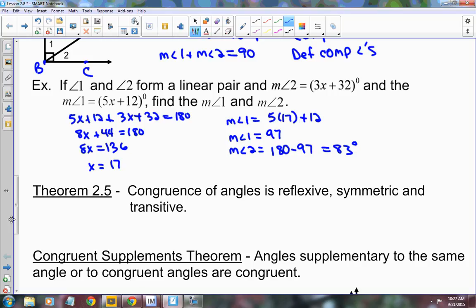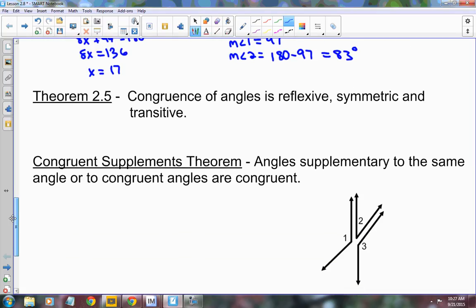Okay, our next theorem says that the congruence of angles is reflexive, symmetric, and transitive. We talked about that on Friday with the congruence of segments. We learned these three properties for equality, and then on Friday we said that it works for the congruence of segments. Well, they also work for the congruence of angles. You still can't add, subtract, multiply, divide, or use substitution in the congruence mode, but you can use these in either.